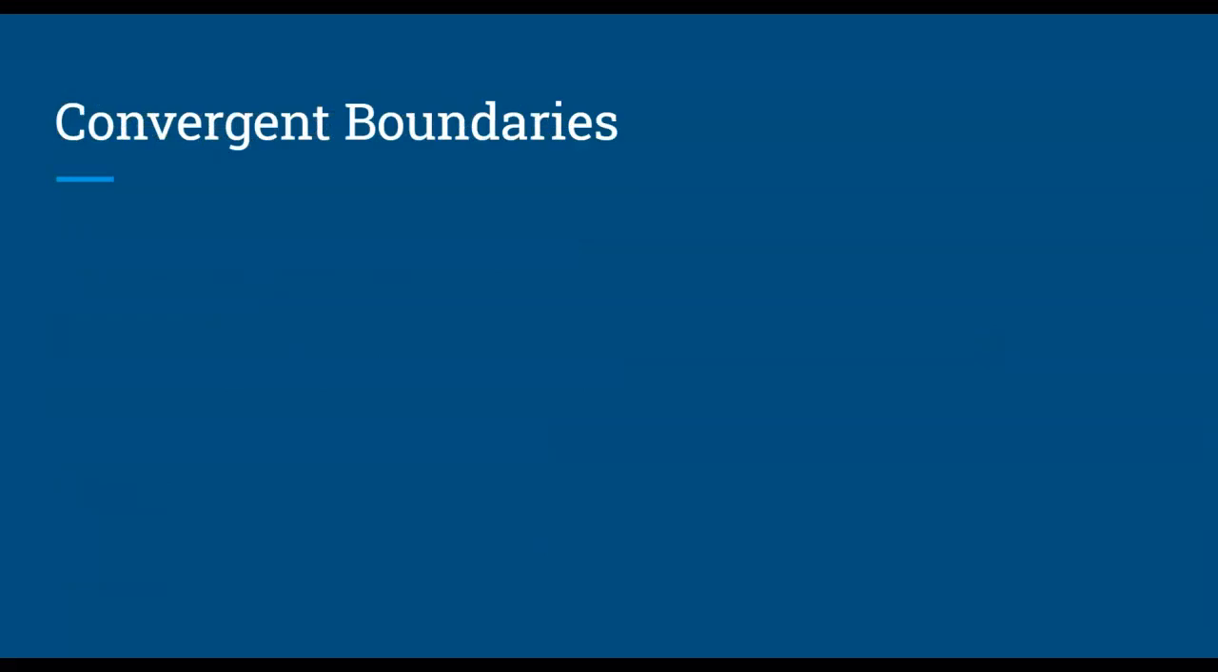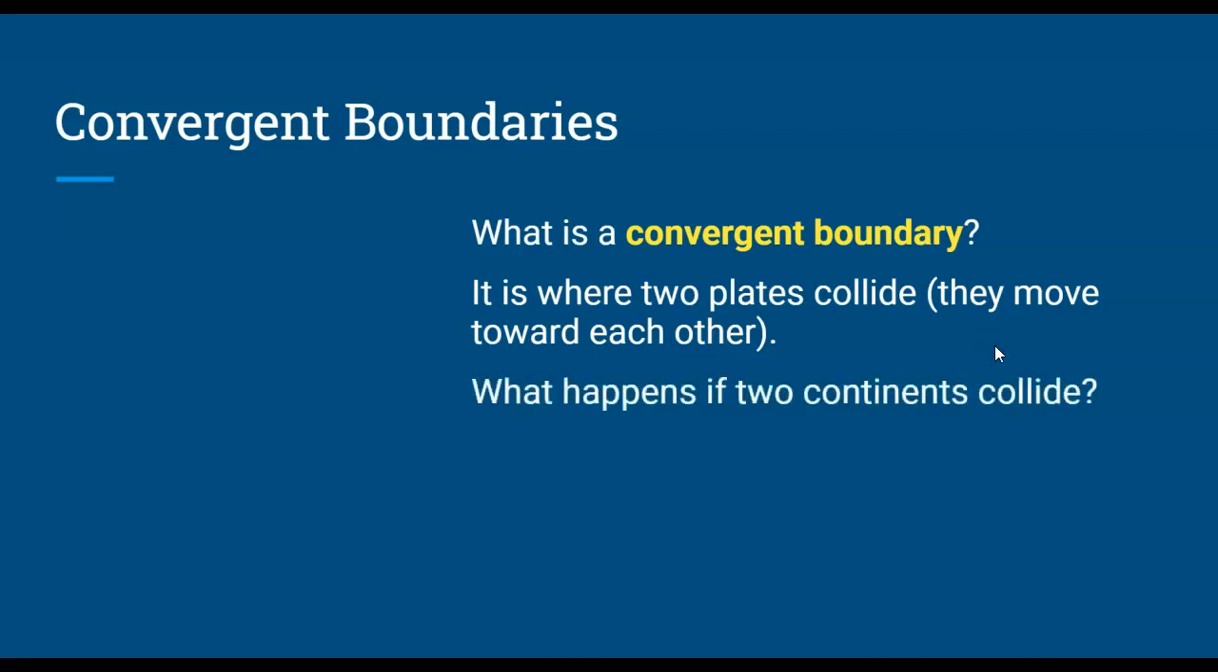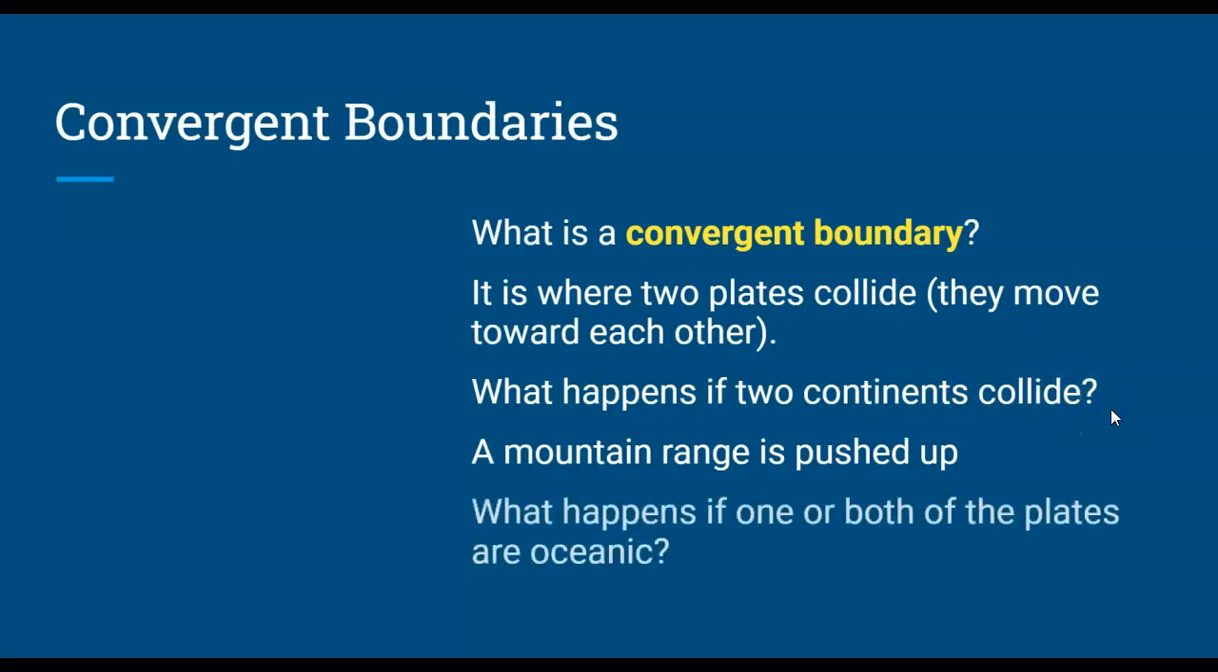Convergent boundaries. What is a convergent boundary? It is where two plates collide. In other words, they move toward each other. What happens if two continents collide? A mountain range is pushed up. What happens if one or both of the plates are oceanic? Then subduction occurs.